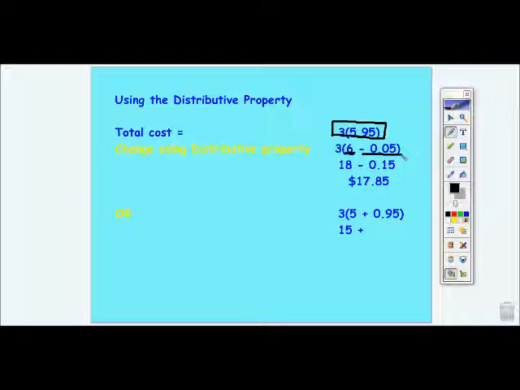Now I have some mental math going on, and I'm going to rewrite this here a little bit, and I'm going to do my 3 times my 6 minus 0.05. This way I can write my arrows in. So my first thing I'm going to do is my 3 times 6, which is where they got the 18. And now I'm going to distribute 3 times 0.05, and that's where they got the 15 cents.